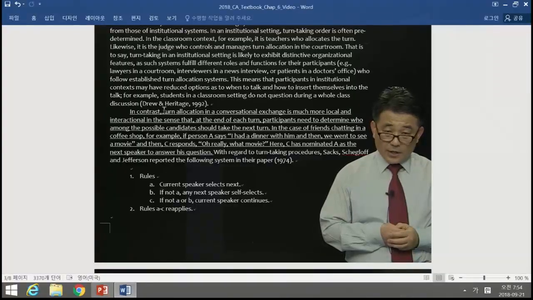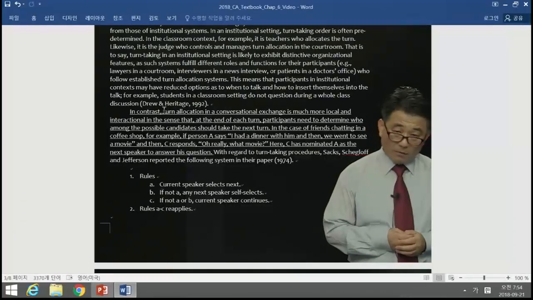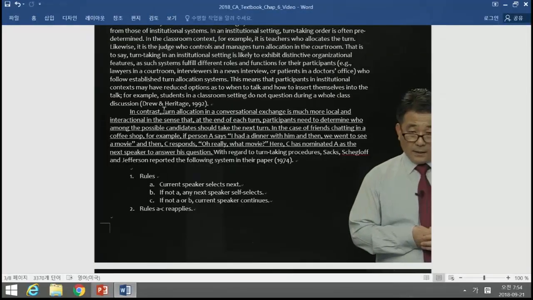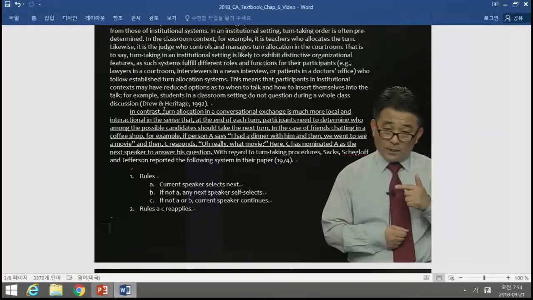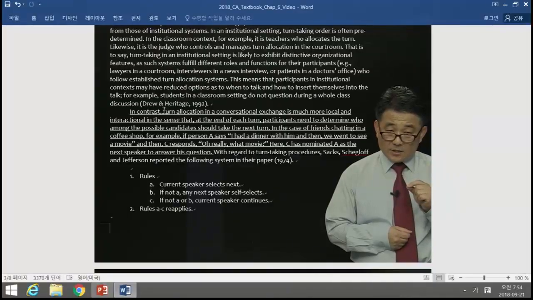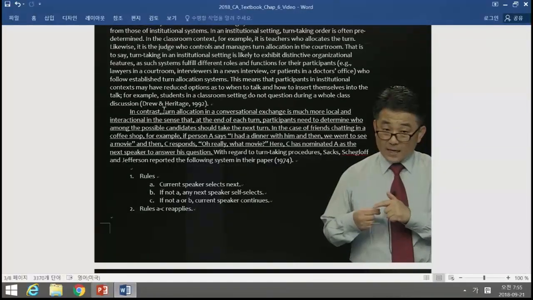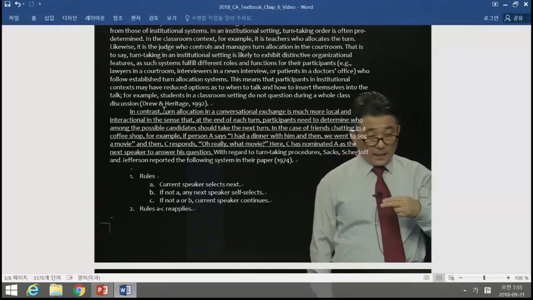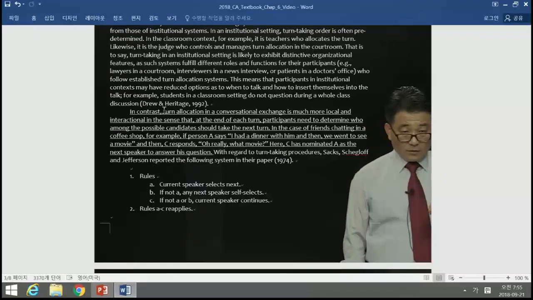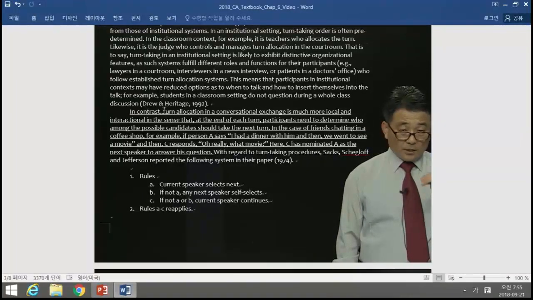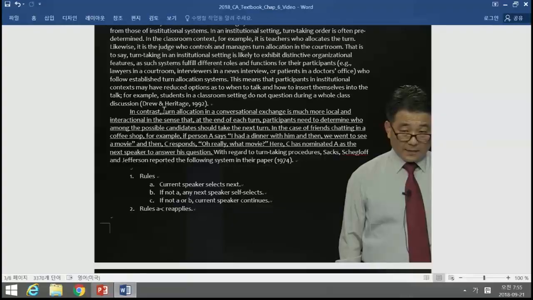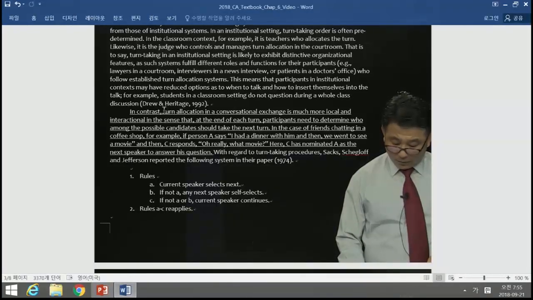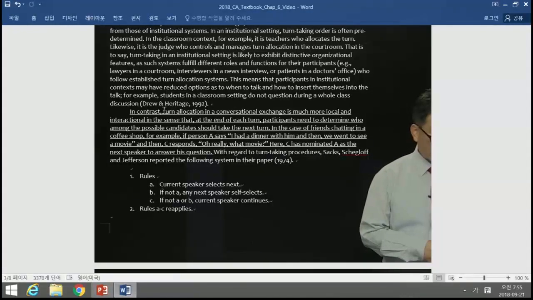In the case of friends chatting in a coffee shop, for example, if person A says, I had dinner with him, then we went to see a movie, and then C responds, oh, really? What movie? Here C just nominates A, because A saw the movie, as the next speaker to answer his question. So that's one technique in conversation for determining who is going to speak next, which is the case of 1A: current speaker selects next.